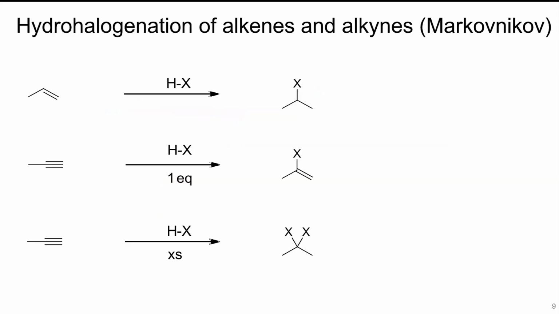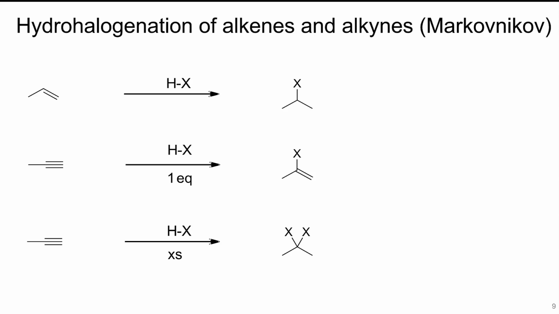So reactions that we've seen that we can use to do hydrohalogenations of alkenes and alkynes include using HX or something like HBr, which will give us the halogen at the Markovnikov position. If we have an alkyne, you can add one equivalent, and that will give you the halogen here, and you maintain the alkene. If you have an alkyne with an excess of HX, you get additions of two X's both to the Markovnikov position.